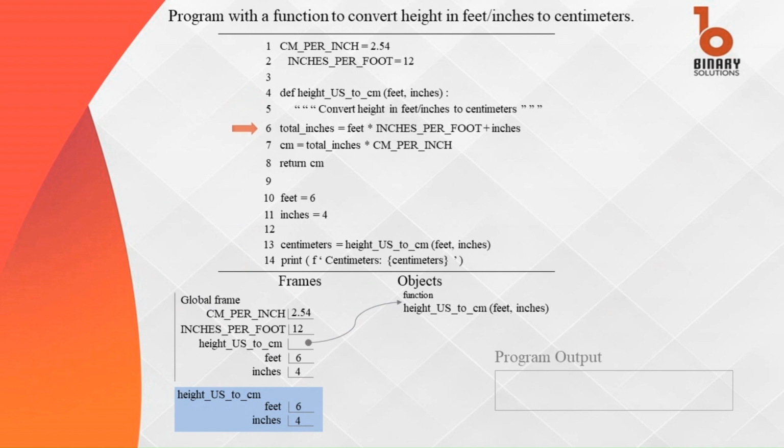The total height in inches is determined as 6 times 12 plus 4, which is 76 inches. This is then converted into centimeters. The function returns the value 193.04, which is displayed as the output.